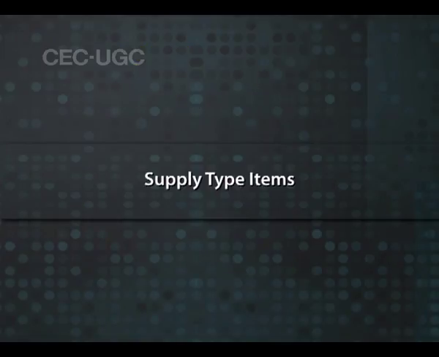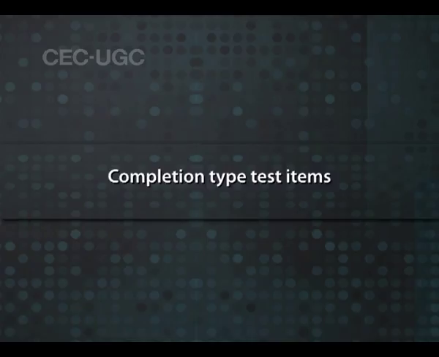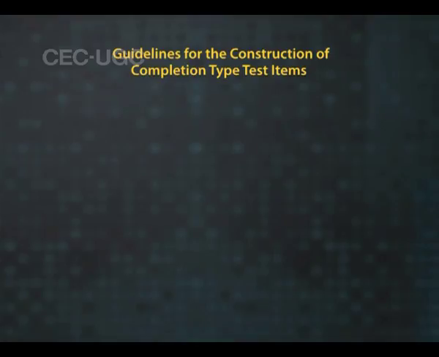Supply type. Completion type test items. A completion type item is a sentence in which certain words are omitted and replaced by blanks. The respondents are expected to fill in the blanks with a word or a number or, at the most, a phrase. Guidelines for the construction of completion type test items.